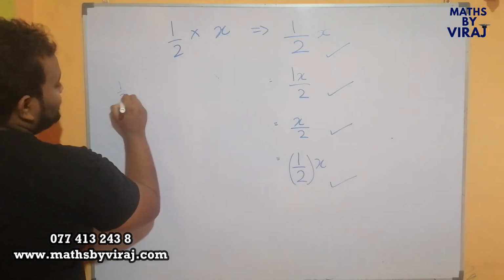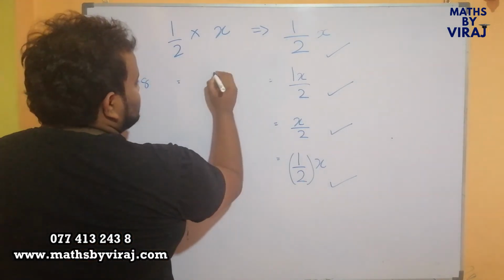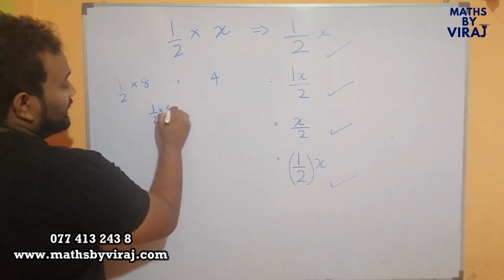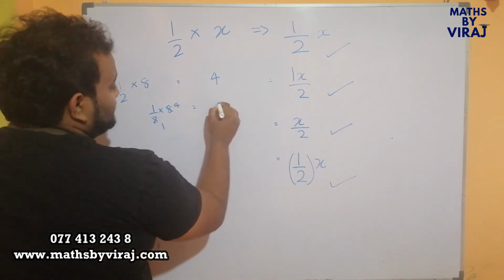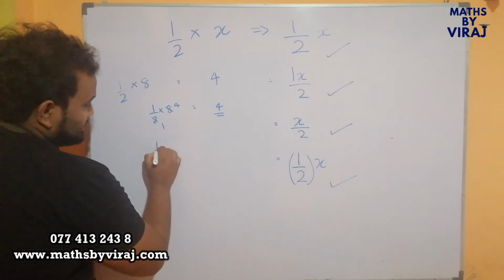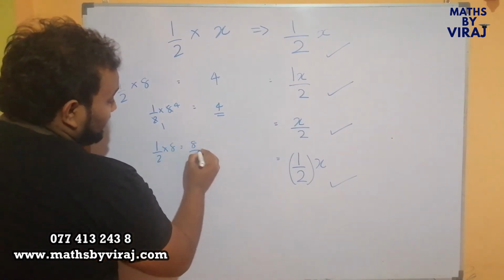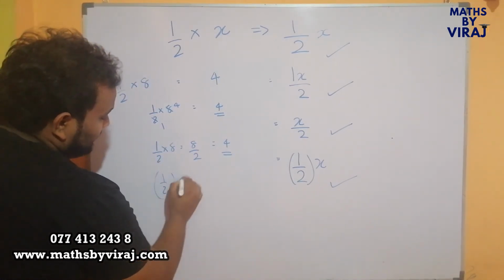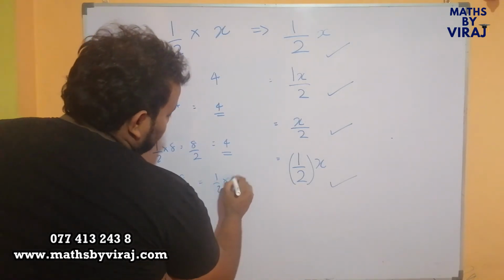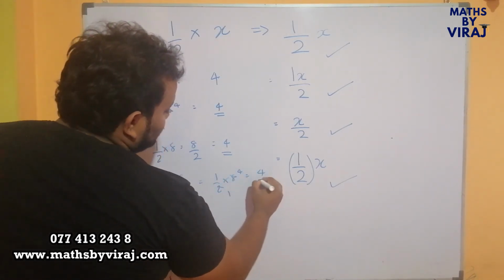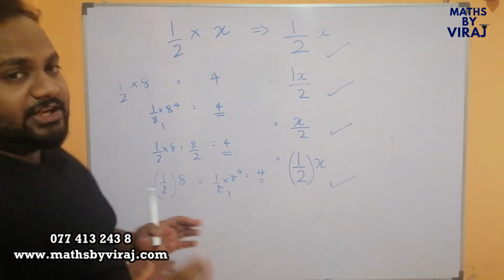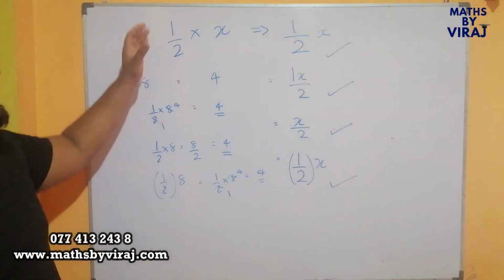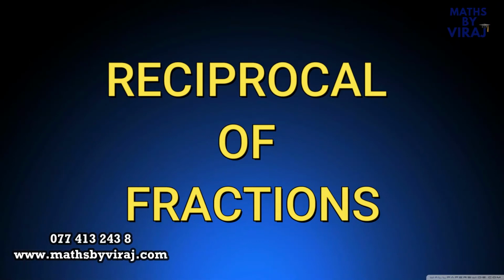Now, for instance, if half is to be multiplied by 8, we know the answer is 4. So, you can write this as half into 8, then you simplify, get the answer as 4, or else half into 8, you can write it as 8 over 2, the answer is 4, or else half times 8 again, and the simplified answer is 4. So the basic knowledge that you should have is that whatever the method, the idea behind it is that a fraction is multiplied with the variable.